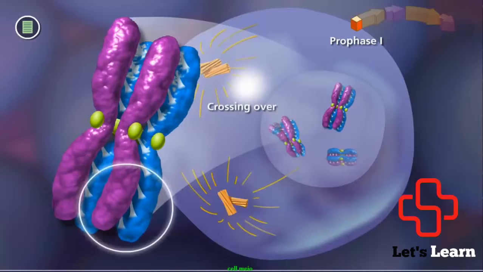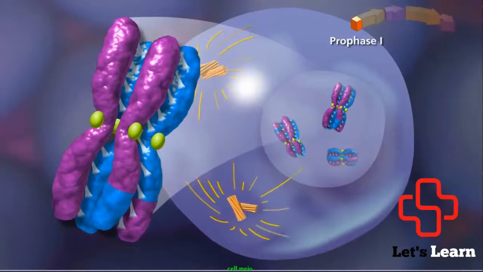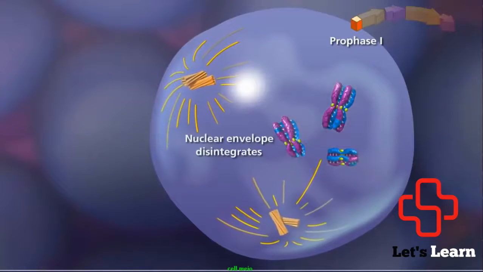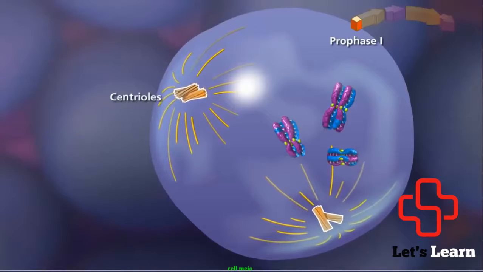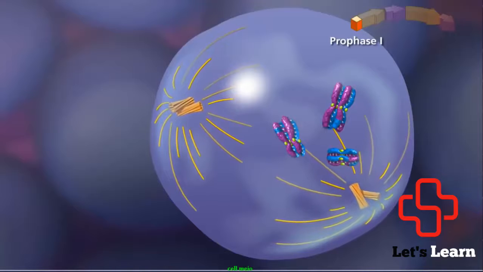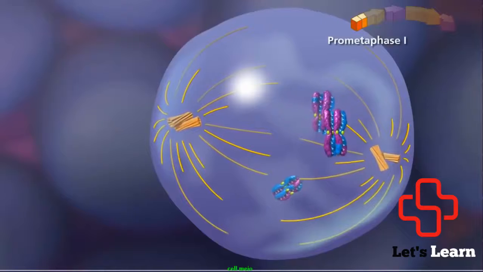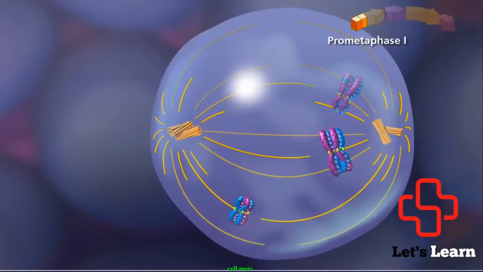During crossing over, a physical exchange between chromosome segments of non-sister chromatids occurs, increasing genetic diversity. Prophase I concludes with the fragmentation of the nuclear envelope as the duplicated centriole pairs move to opposite poles of the cell. As they move, the centrioles extend spindle fibers forming the meiotic spindle. In prometaphase I, with the paired centrioles in place, the meiotic spindle is fully formed. The sister chromatids attach to the spindle fibers by their kinetochores.